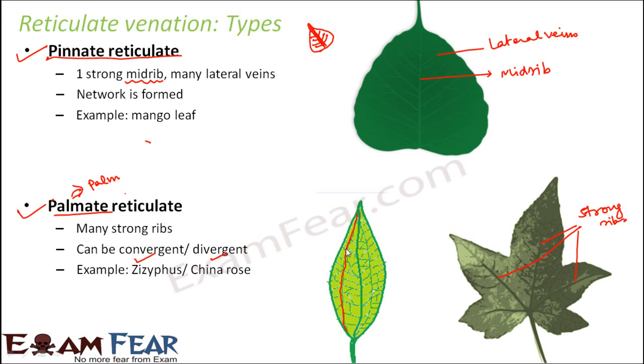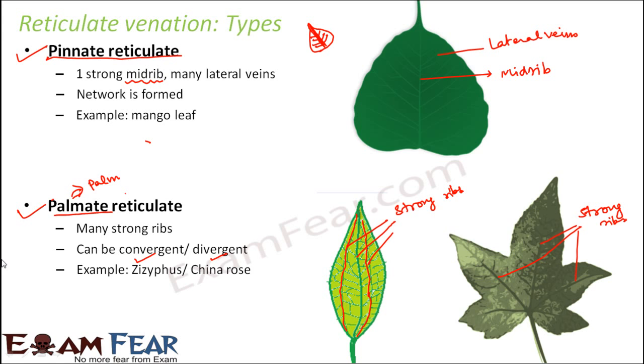Again, this one is a strong rib. This one is a strong rib. Again, this one is also a strong rib. So these are all strong ribs. So these are palmate reticulate.